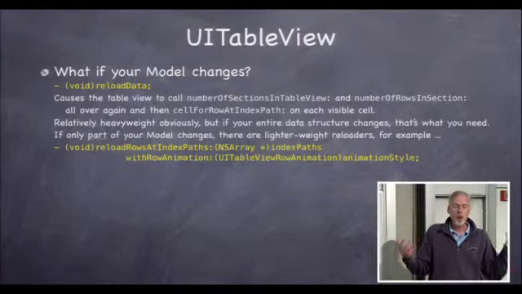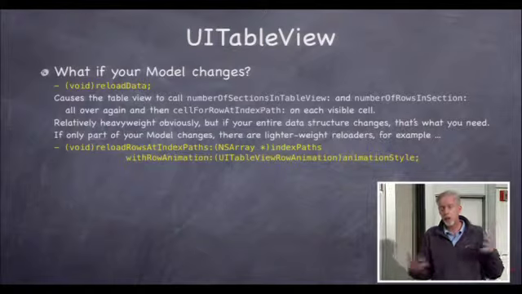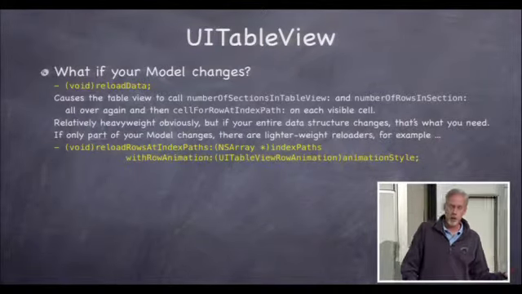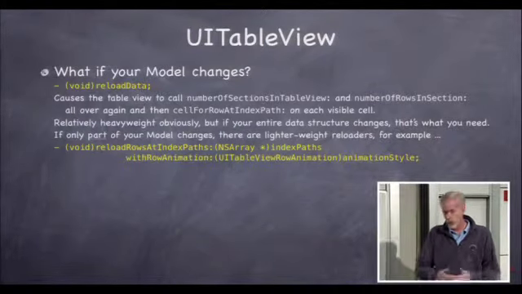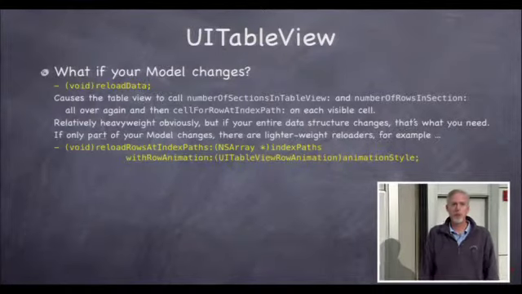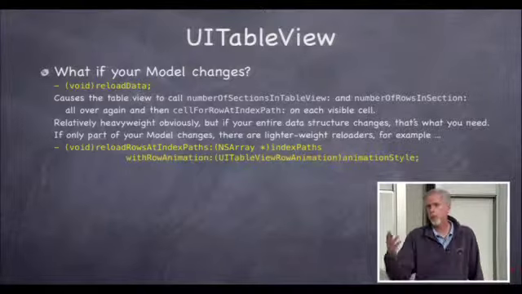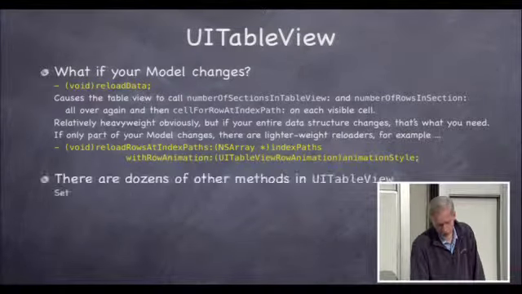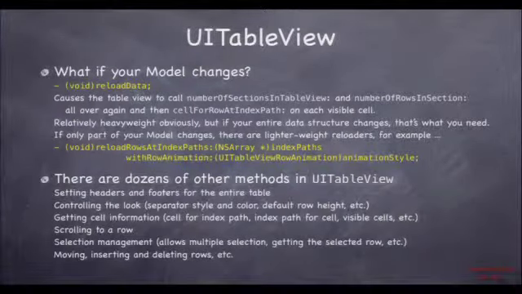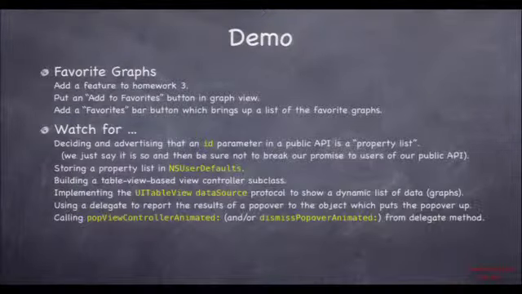But if you have a fairly small model, it's not that much work to say how many sections there are and how many rows in each section, and then you provide the cell for the first 8 or 9 visible cells. So reloadData, you might well need that in your homework. There are, again, dozens of other methods in the delegate as well. I listed a whole bunch of things you can do, scrolling to certain rows, getting information about cells, all kinds of cool stuff. All right, so the demo.